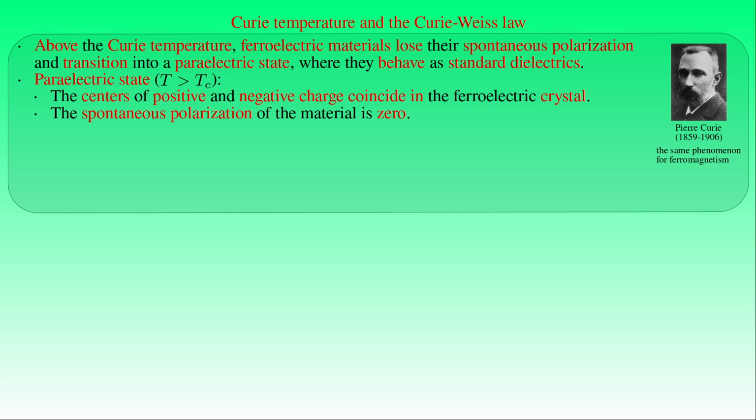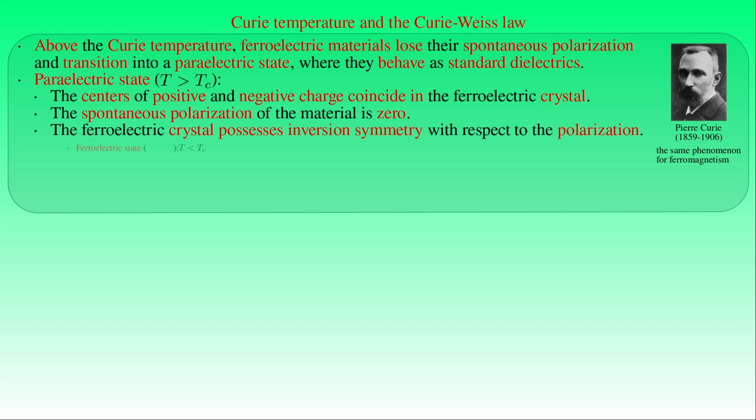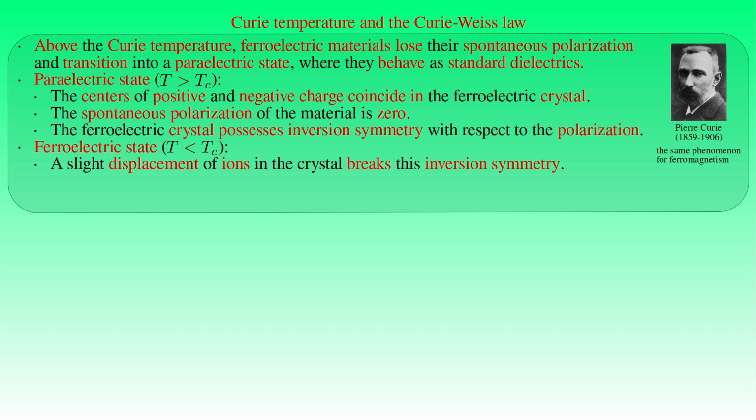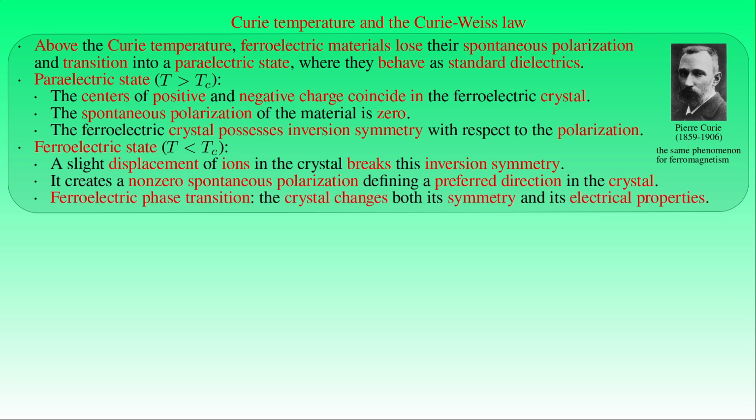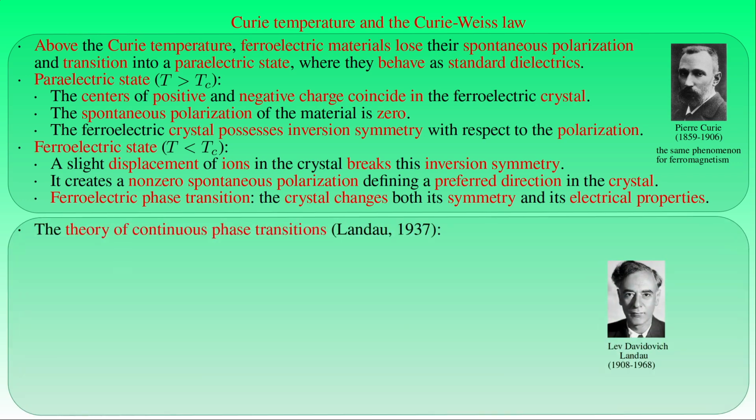Then we cannot talk about any preferred direction for the polarization field in the material, that is, the ferroelectric crystal possesses inversion symmetry. Below the Curie temperature, the material is in a ferroelectric state where a slight displacement of ions in the crystal breaks this inversion symmetry, creating a non-zero spontaneous polarization which defines a preferred direction in the crystal. This phenomenon is considered a ferroelectric phase transition in which the crystal changes both its symmetry and its electrical properties. The reduction in symmetry from the high-temperature disordered phase to the low-temperature ordered phase is the key idea of the theory of continuous phase transitions developed by Lev Landau in 1937.